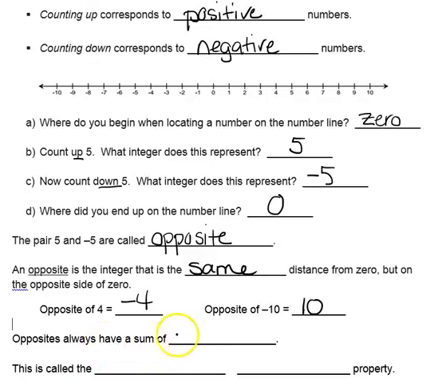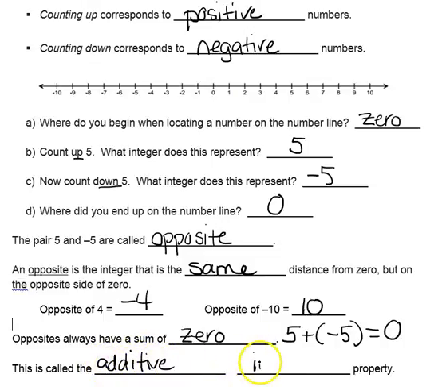Opposites will always have a sum of 0, and we proved that with our 5 and negative 5. When we counted up 5 and then counted down 5, so opposites, we ended up on 0. Another way to say that in math is the additive inverse. If we were to break down the word additive inverse, additive means to add, inverse means opposites, so positive and negative of the same number, and we will always get 0.